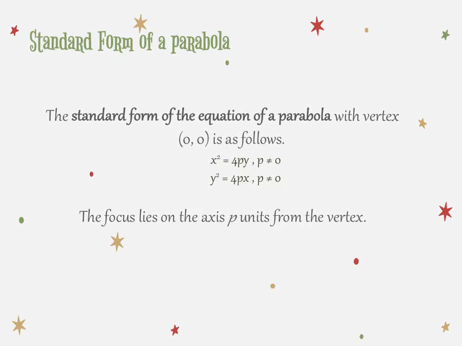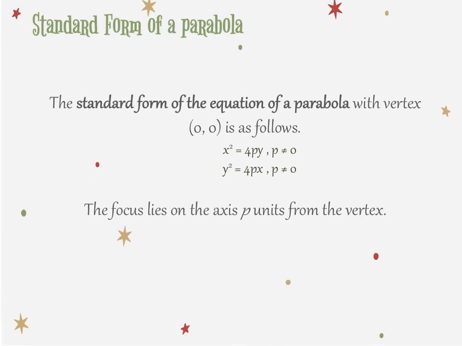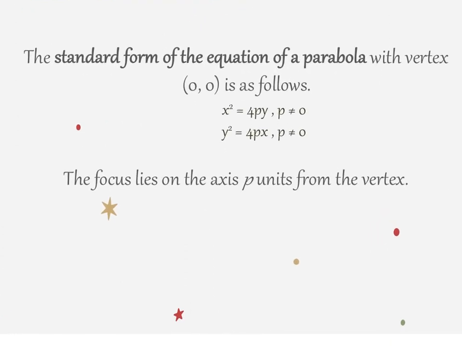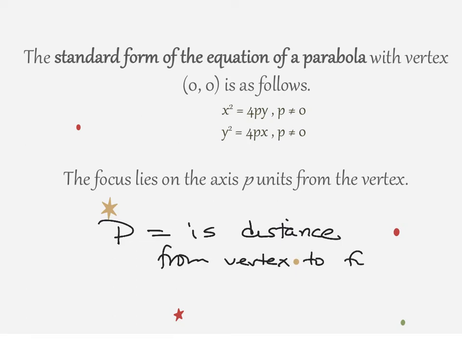Now, these two equations here are the standard form when the vertex is at the origin, at 0, 0. And I'll zoom in if you guys can't see. So here is the standard form of the parabola. When our vertex is at the origin, 0, 0, it's going to be x squared equals 4py, and p cannot equal 0. And then it's also y squared equals 4px, and again, p cannot equal 0. The focus will lie on your axis of symmetry, and the p is going to be the distance. So again, the p value is going to be the distance from the vertex to the focus and also the vertex to the directrix.